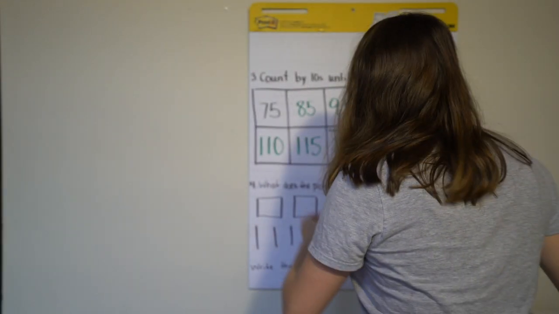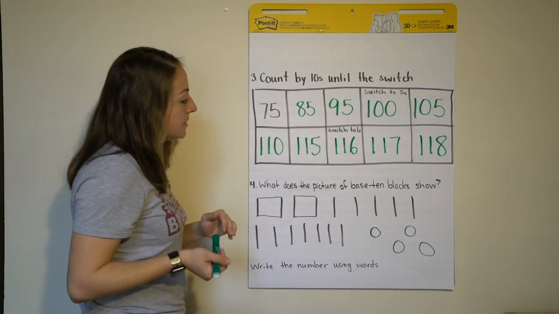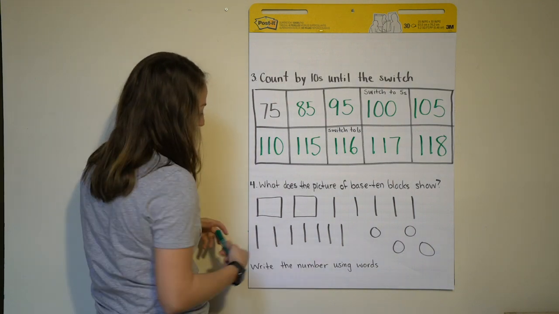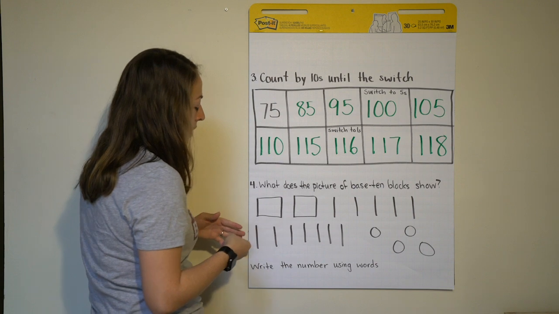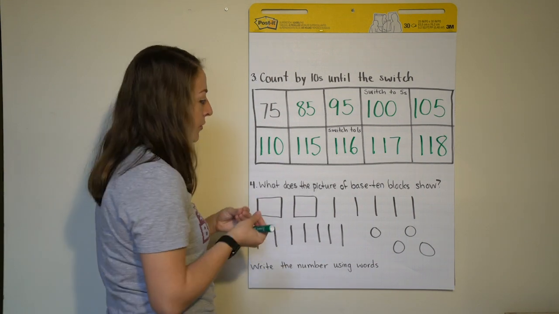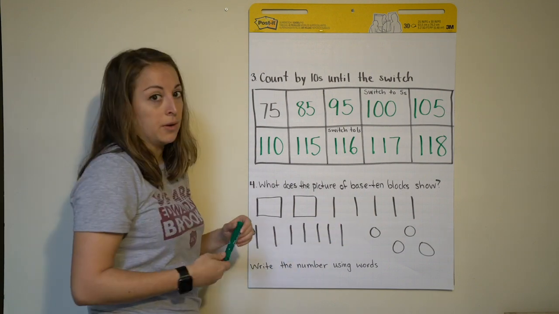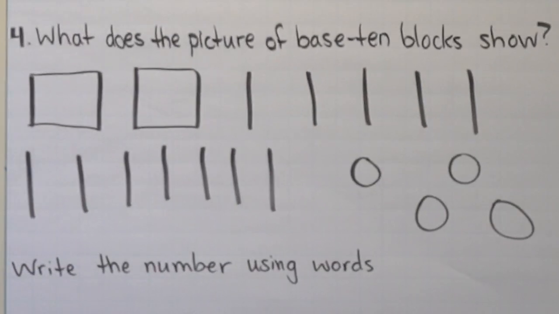All right. What does the picture of base 10 blocks show? And then it says write the number using words. So the first thing we want to do is we want to regroup before we label. We can't regroup our ones, but we can definitely regroup our 10s. So you can do that now.